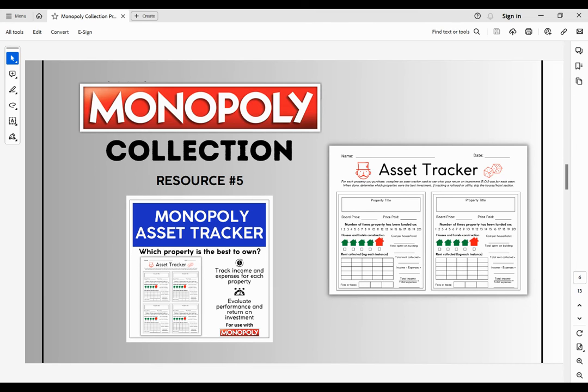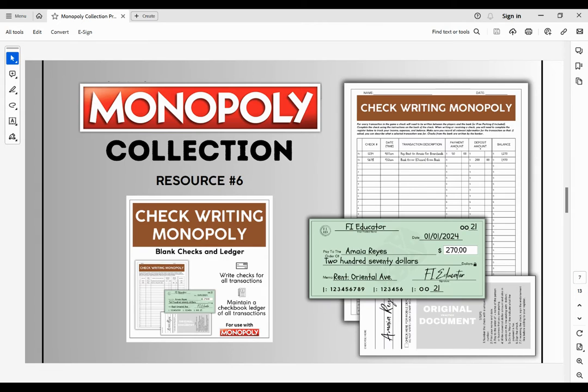Monopoly Asset Tracker. How did I do? Like, which of my properties was my best performing property? So this has students actually keep track of how many times a player lands on their property, how much the property cost them overall, and then how much money they made from it, just to try and figure out what a return on investment might look like.